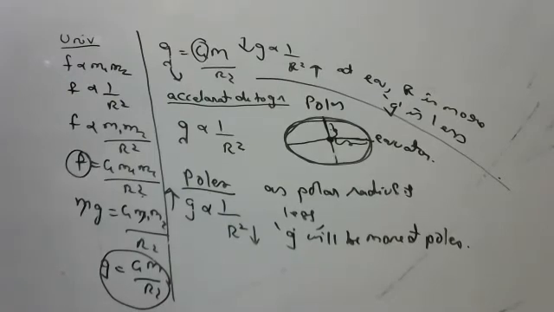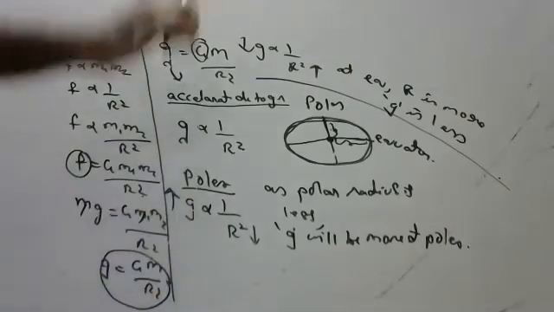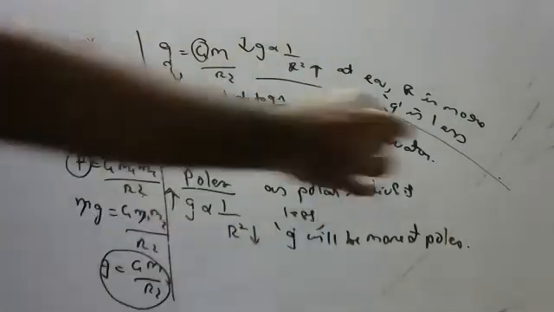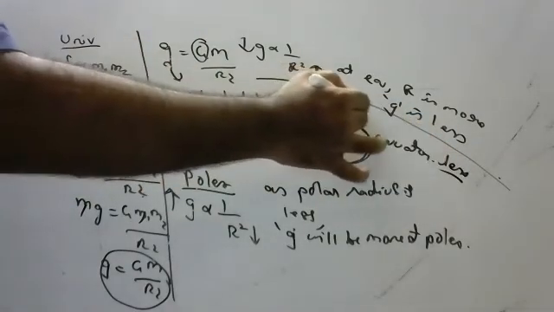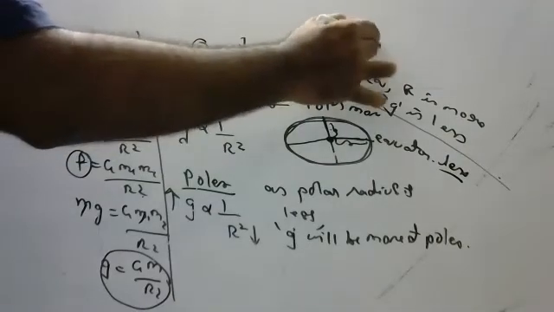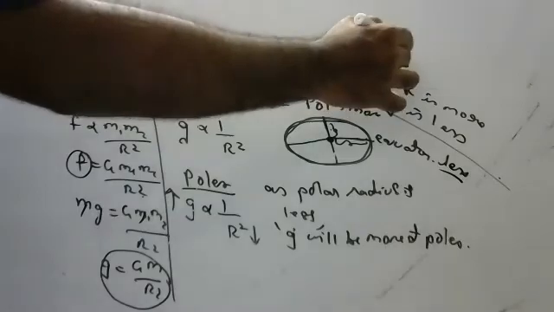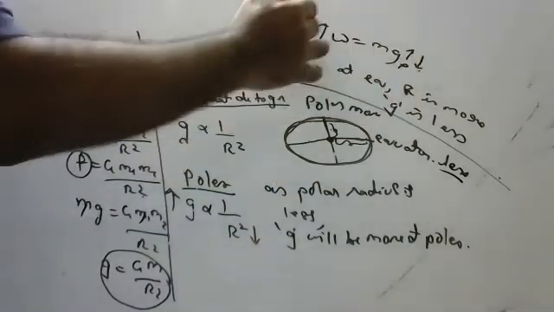Did you understand the difference between the poles and the equator? At the poles, g is high, and at the equator g is less. If you stand at the poles and the equator, at the equator you weigh less, and at the poles you weigh more, because W is equal to mg. Your weight is equal to mass into acceleration due to gravity. At the poles, gravity is more, so your weight will also be more. At the equator, gravity is less, so your weight is also less.